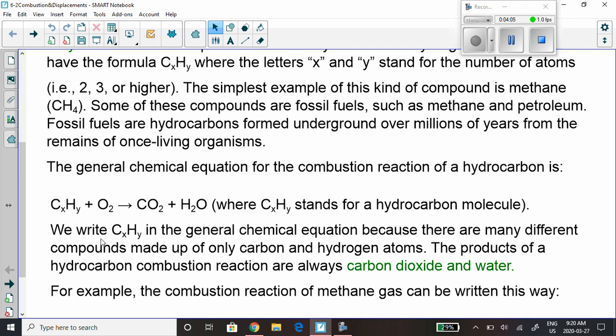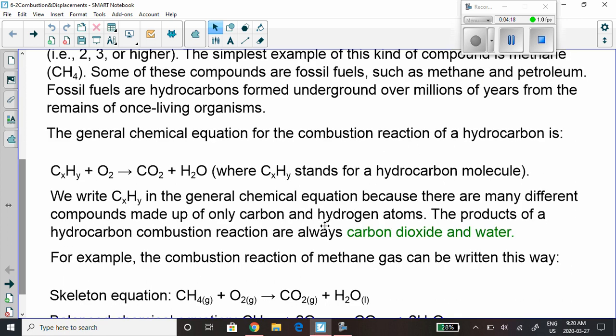We write CXHY in the general chemical equation because there are many different compounds made up of only carbon and hydrogen atoms. The products of a hydrocarbon combustion reaction are always, always, always carbon dioxide and water. Carbon dioxide and water both being greenhouse gases, by the way.